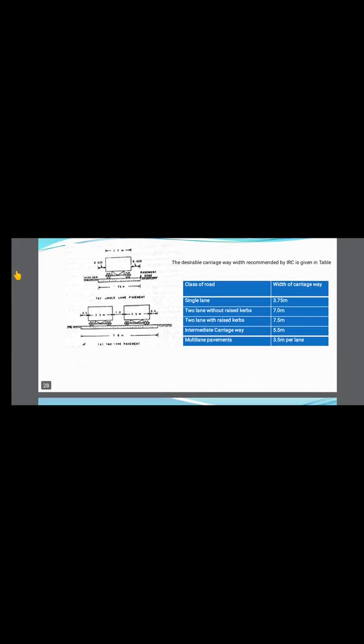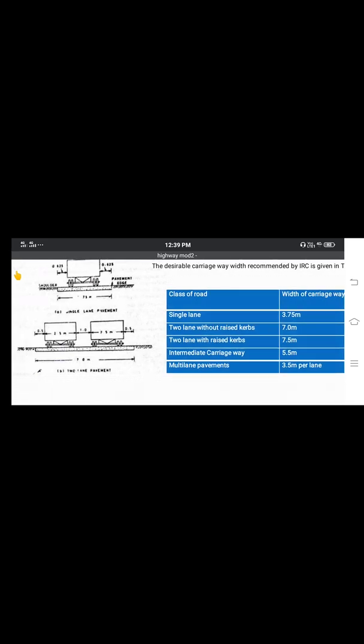2 lane without raised kerbs: we will discuss raised kerbs in the coming part. Without raised kerb, a 2 lane road is 7 meters. 2 lane with raised kerb is 7.5 meters. Intermediate carriageway is 5.5 meters, and for multi-lane pavements, it is 3.5 meters per lane. Now what we have studied is raised kerb and unraised kerb. We will discuss those things in a later part.